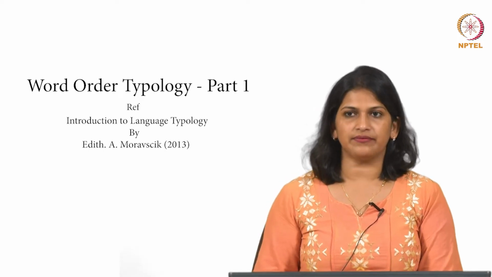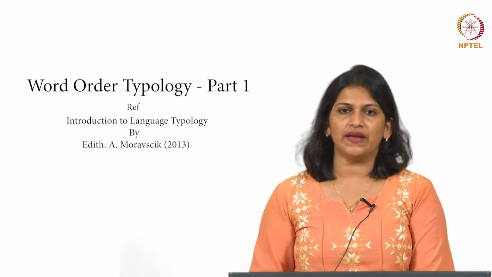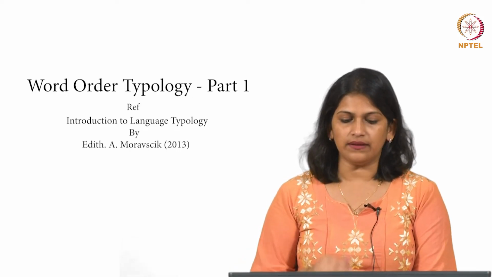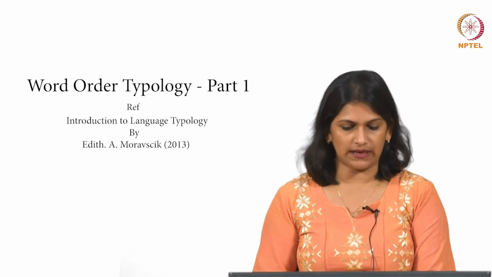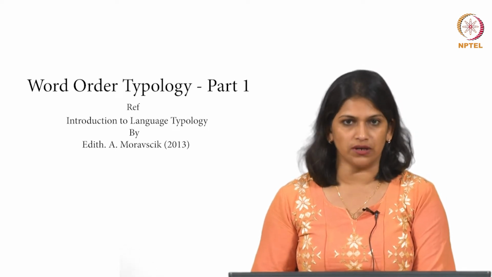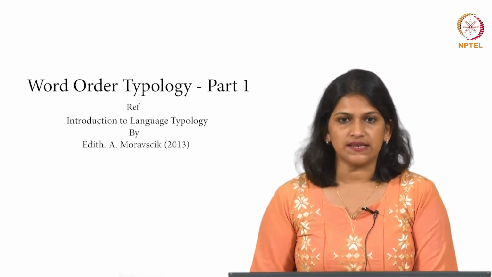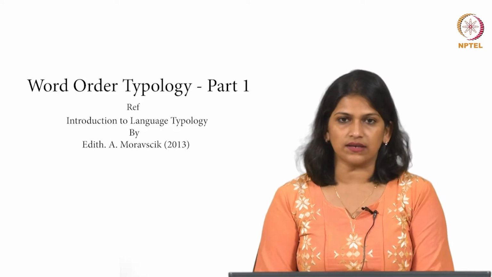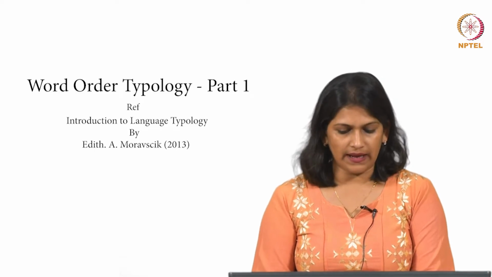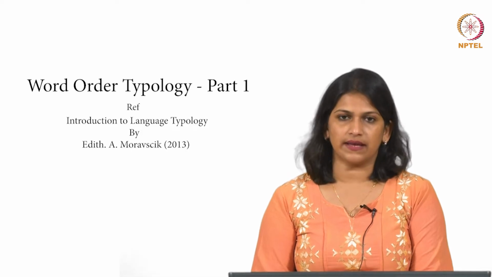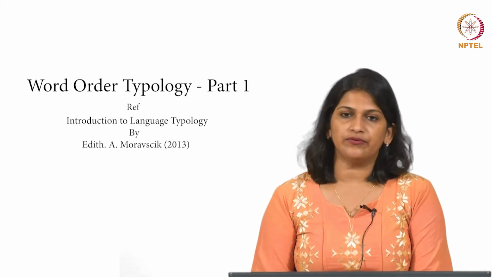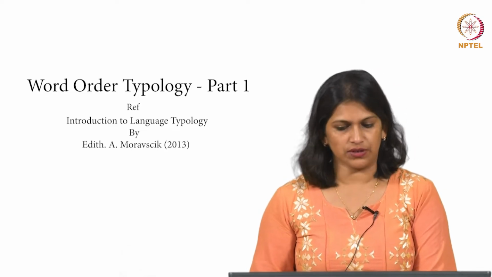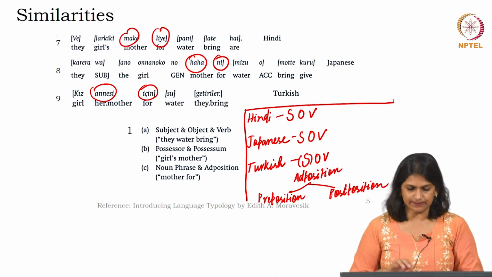On the basis of the data, we had three languages: Hindi, Japanese and Turkish, and there we found that the word order is the same in all three languages. It is always subject, object and verb. As far as the possessor-possessum relation is concerned, in all three languages the possessor occurs before the possessum, and similar is the case with the position of noun phrase and adposition. The noun phrase always occurs before the adposition, and we have had data from all three languages.